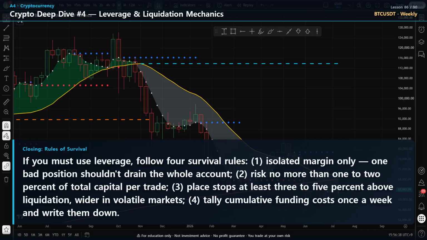If you must use leverage, follow 4 survival rules. 1. Isolated margin only. 1 bad position shouldn't drain the whole account. 2. Risk no more than 1 to 2% of total capital per trade. 3. Place stops at least 3 to 5% above liquidation, wider in volatile markets. 4. Tally cumulative funding costs once a week and write them down.